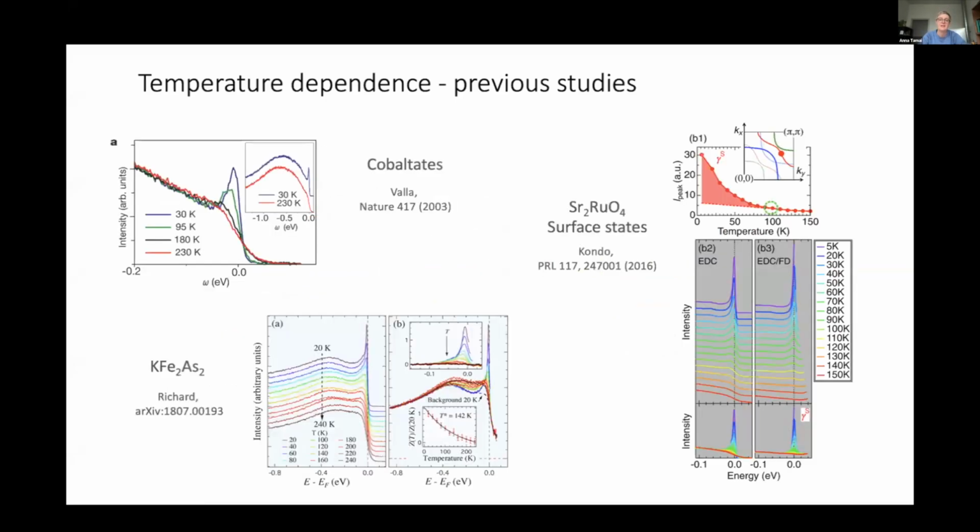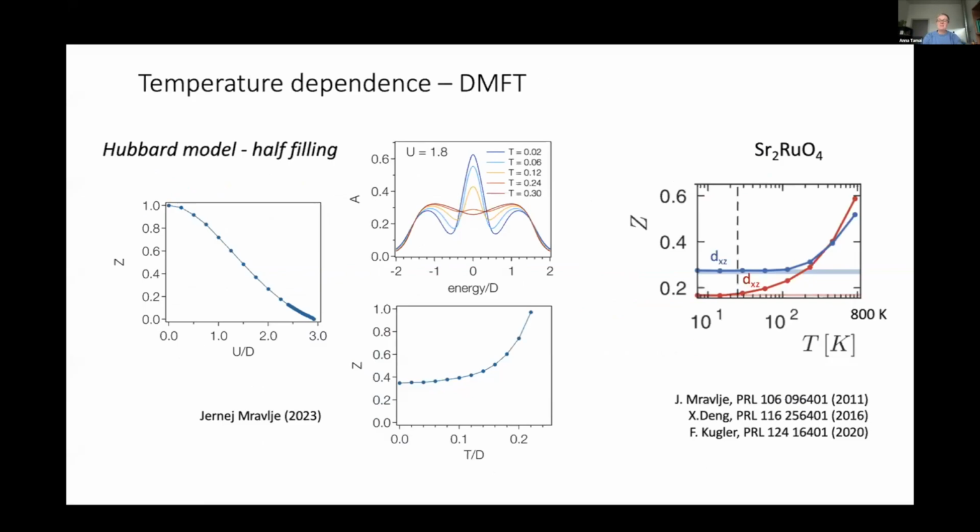It is actually found in many ARPES papers on different materials. Here there are 3 examples on cobaltate, iron pnictides, and the surface states on strontium-2 ruthenium-4. And you often find in the literature plots where they derive the quasi-particle residue Z, and they conclude that as you increase temperature, Z goes to 0.